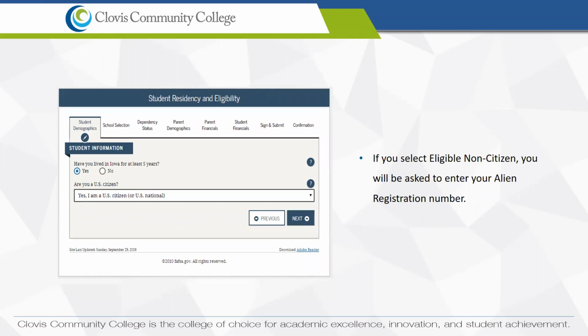Next, you will be asked if you've lived in the state you reported in your mailing address for the last 5 years. If you have not, you will need to enter the month and year you began living in that state. Now you will enter your citizenship status. If you are an eligible non-citizen, you will be asked to enter your alien registration number.